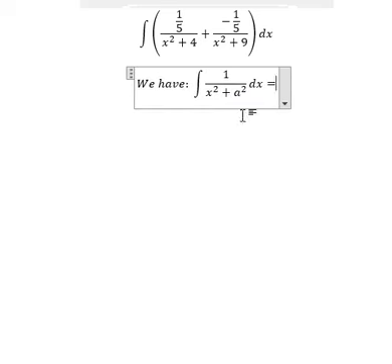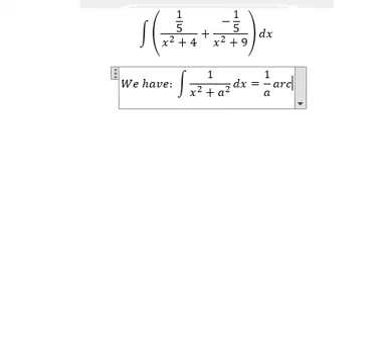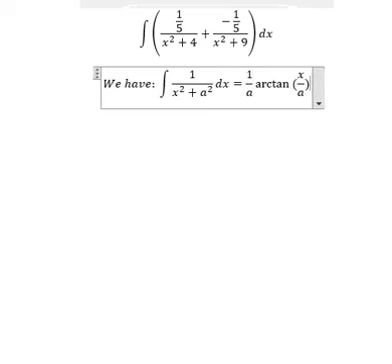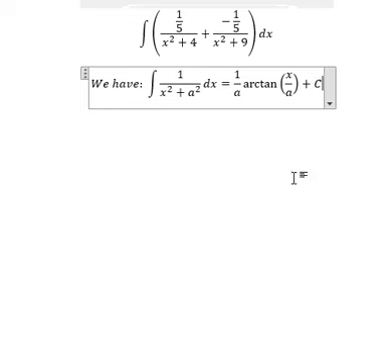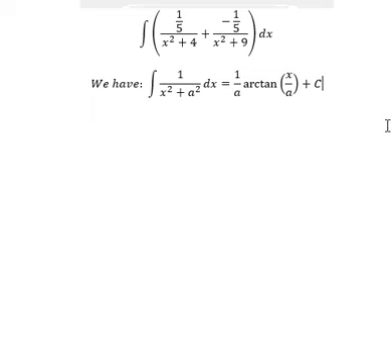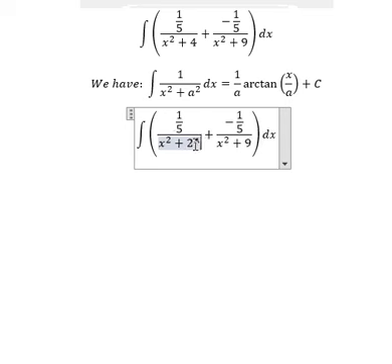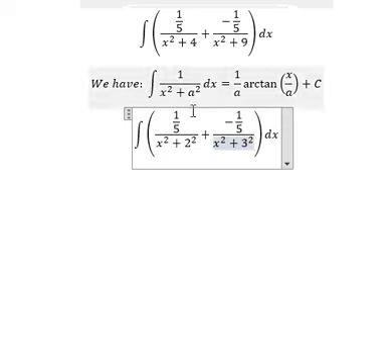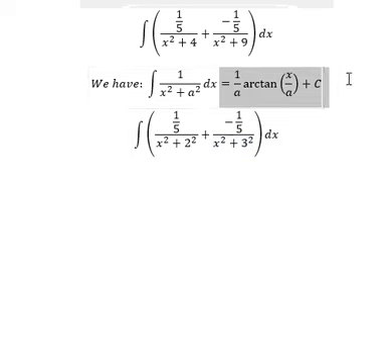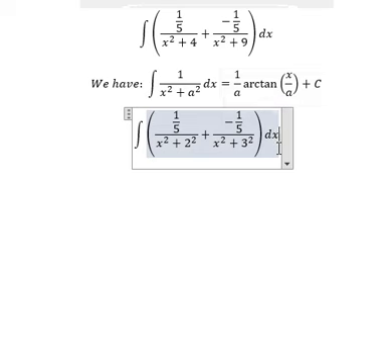The integration of this one gives 1 over 3 arctan of s over 3, and I will put C. So number 4 is 2 squared, and number 9 is 3 squared. So for the integration of this one and this one, we can apply the same formula in here. So that should be like this.